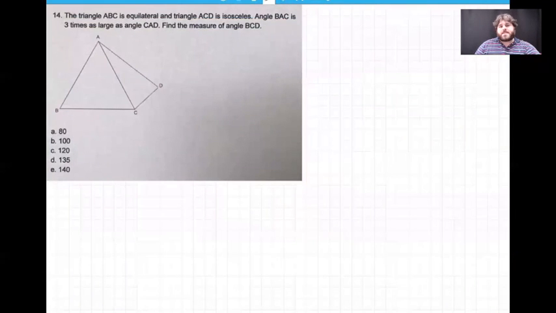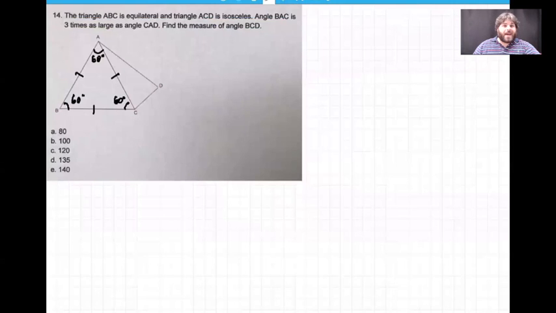All right, the triangle ABC is equilateral and triangle ACD is isosceles. Angle BAC is 3 times as large as angle CAD. Find the measure of angle BCD. Okay, so first thing, triangle ABC is equilateral. So I'm gonna mark that all the sides are the same. And then of course that means also that all these angles are the same. And really that means they're all 60-degree angles. So I'm gonna mark that right there, okay?